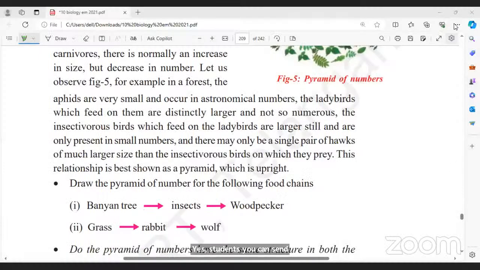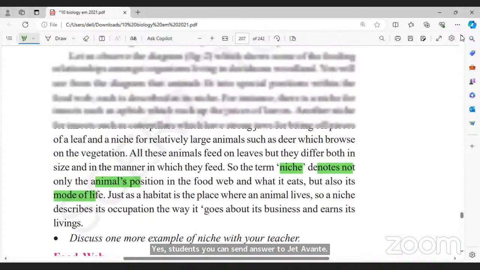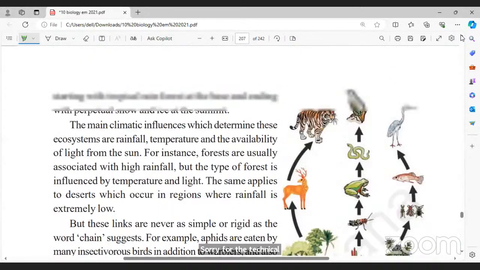Yes, students, you can send your answer to Jet Avanti, ma'am. Sorry for the technical issue. Yes, ma'am, you can continue.